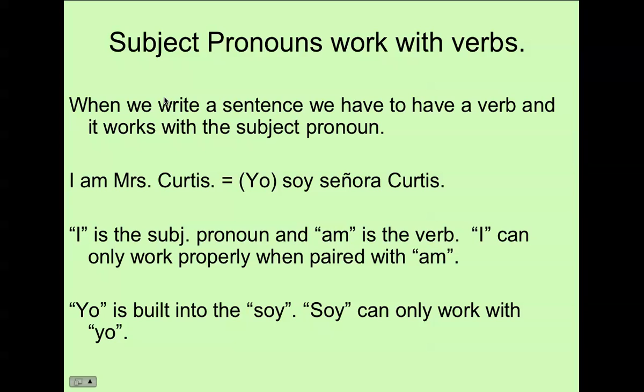Yo is built into the soy. That's because soy can only work with yo. That's not true for all of them though, and we'll see that in a second.